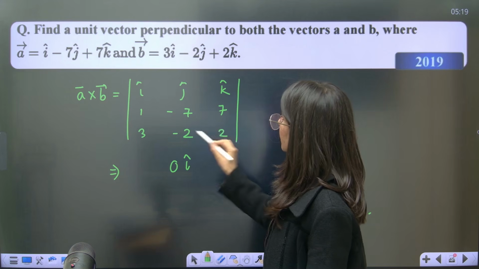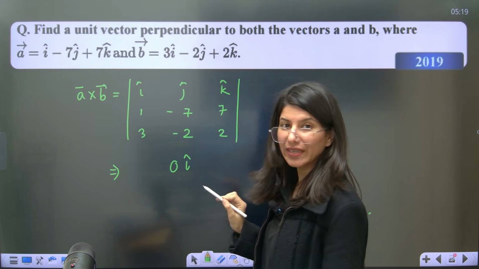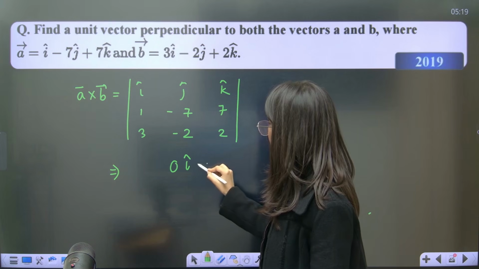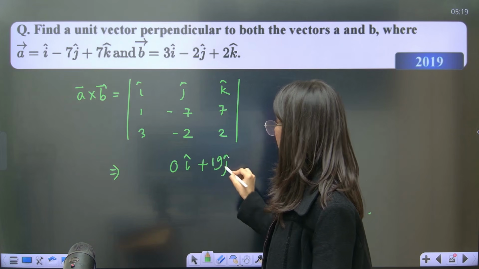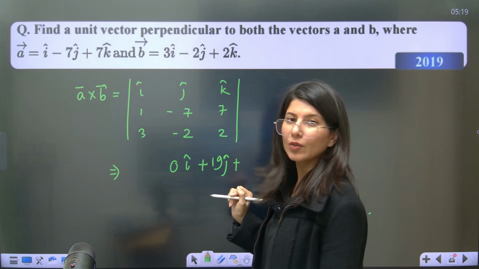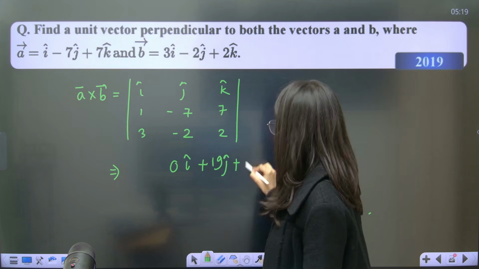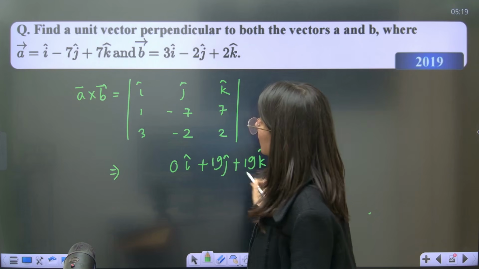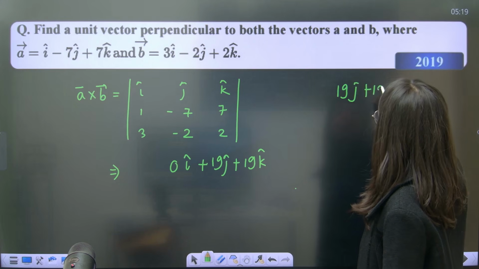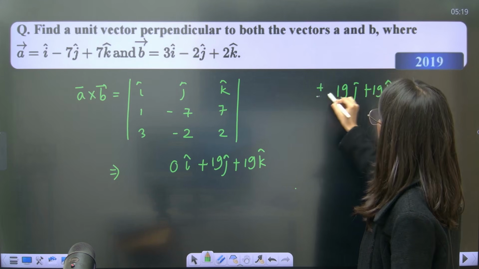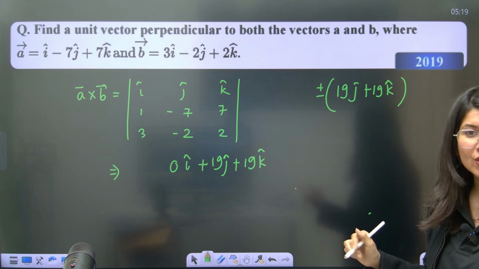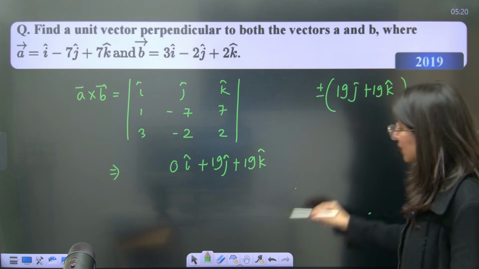Correct. Then we have 2 minus 21. 2 minus 21 is minus 19, but this is plus 19 j cap because it is the middle. J cap will always have a negative sign. Plus minus 2 plus 21, so minus 2 plus 21 is plus 19 k cap. So this is the perpendicular vector. Now 19 j cap plus 19 k cap is a vector, with plus or minus sign you have to apply, which is perpendicular to both A and B. Now you are looking for a unit vector.